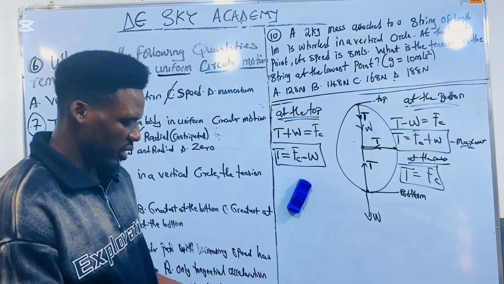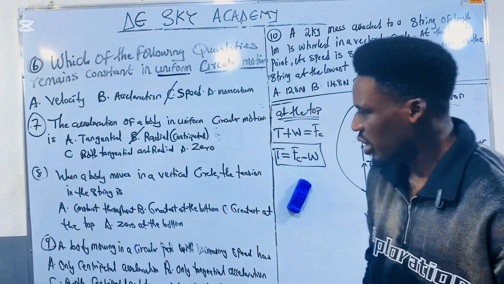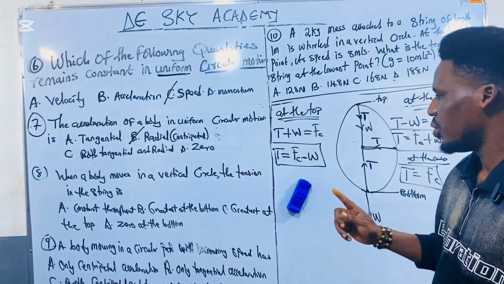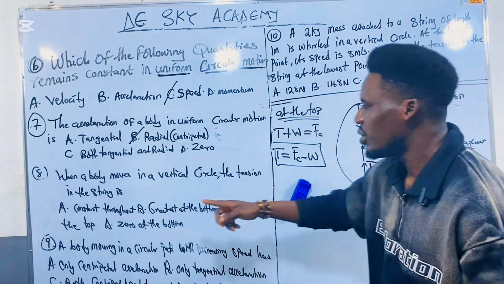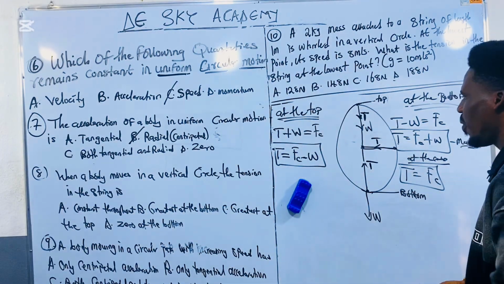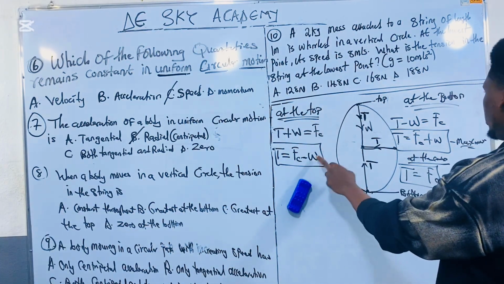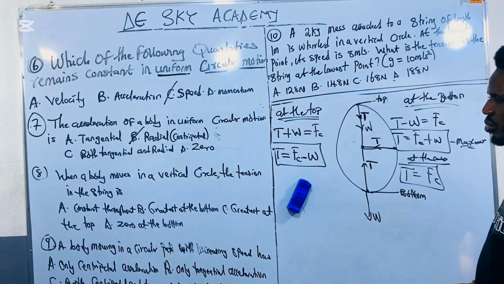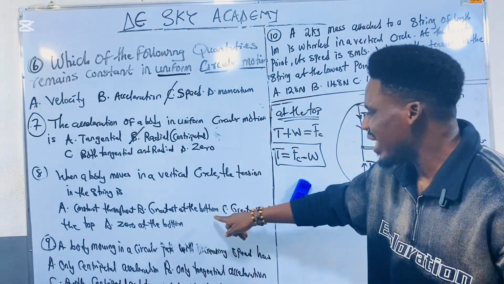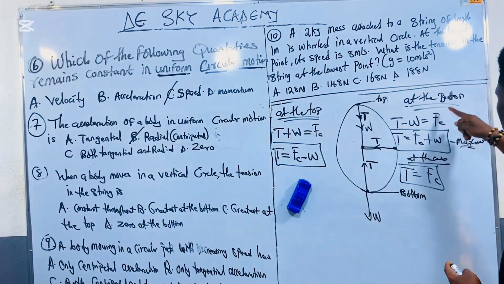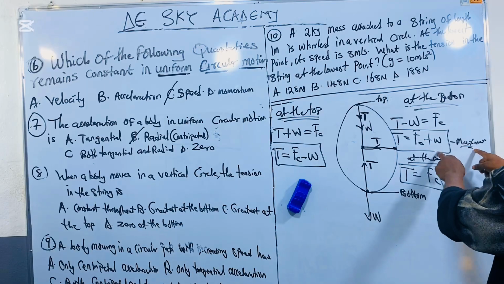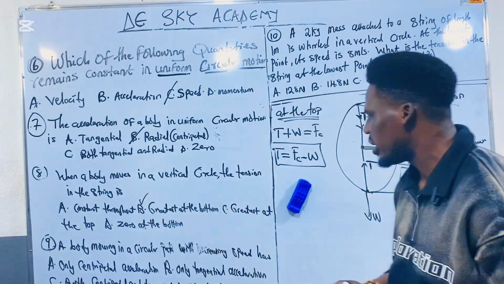So please note this. Let's go back to our question. The question says, when a body moves in a vertical circle, is the tension in the string constant throughout? Of course, it's not constant. At the top, it is minimum. At the bottom, it is maximum. So it is not constant. B, it is greatest at the bottom. Is it true? Okay, let's go to the bottom. Yes, it is greatest at the bottom. So this answer is correct. That means B is correct.